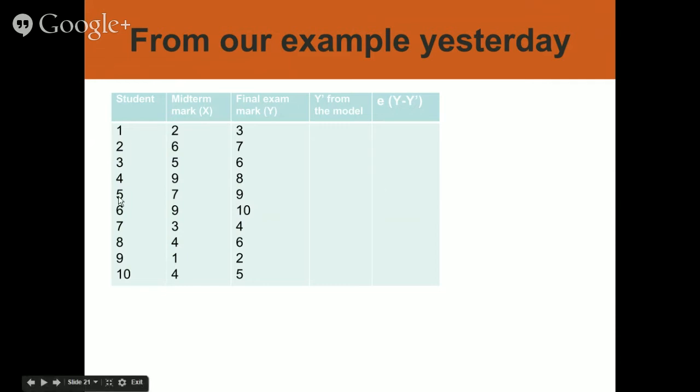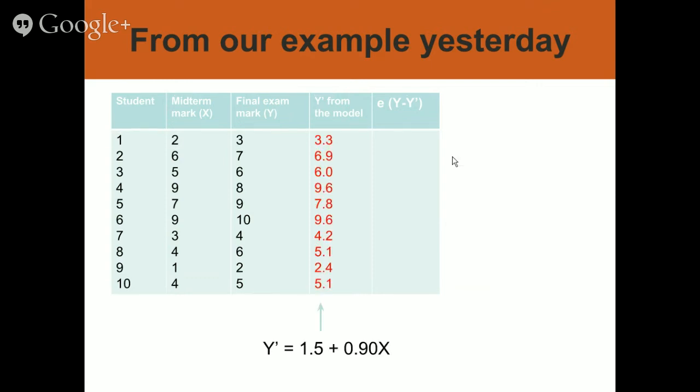Here are the students that I used to compute that straight line, from the set I had from previous years. This is their midterm mark, and this is their final mark. The straight line that I drew from that relationship allowed me to predict a y prime for every value of x based upon that equation. I get this value of y prime if I plug in this value of x each time, right? So the difference between this value and that value constitutes my epsilon term, my error term.